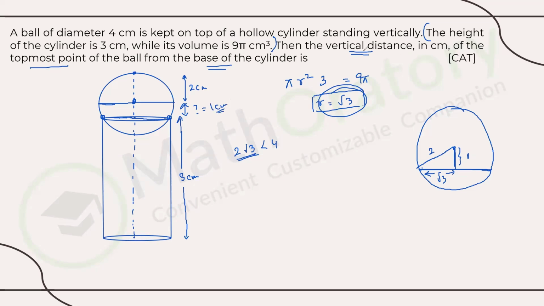So we are looking for the vertical distance in centimeters. So that would be 2 plus 1 plus 3. So that would be 6 as our answer. I am still thinking about what I did at that time in the exam. No, I mean, I understand.